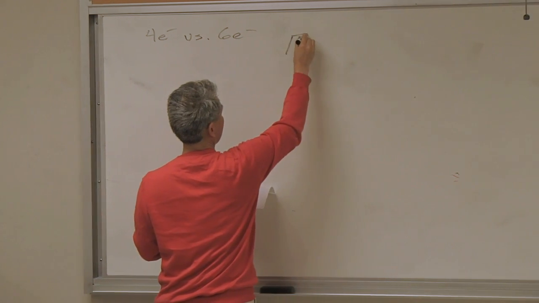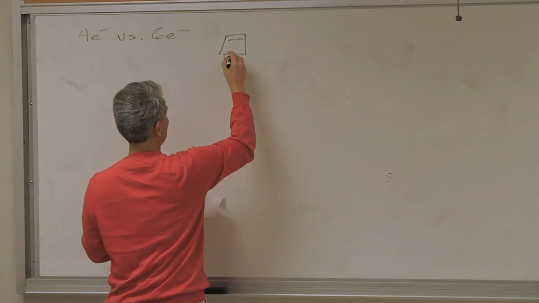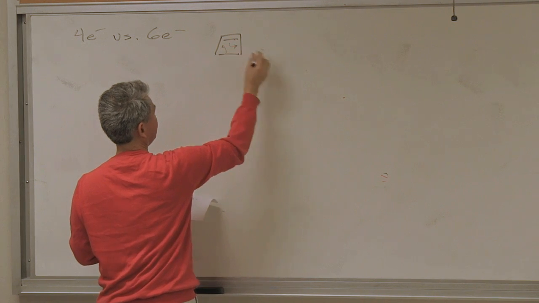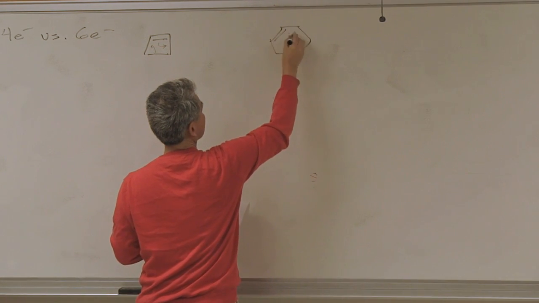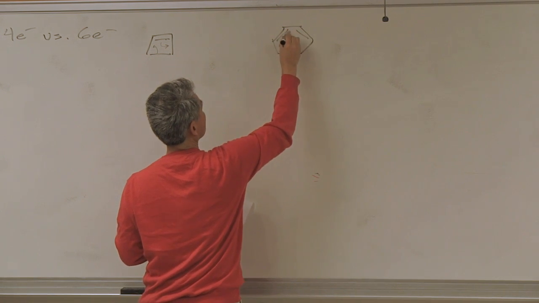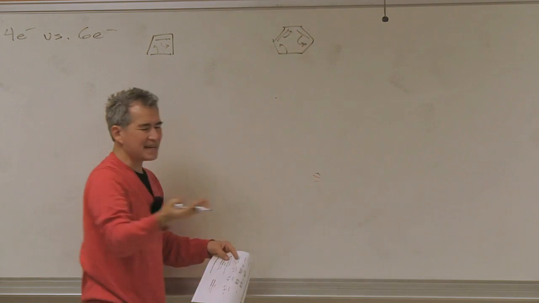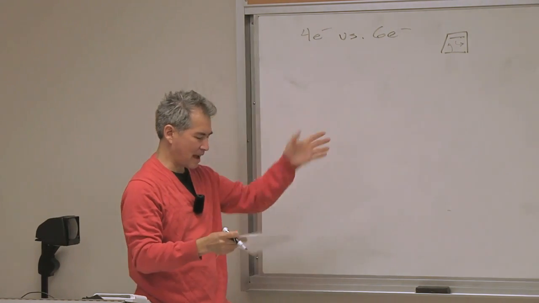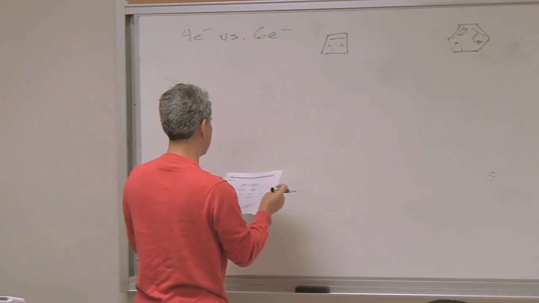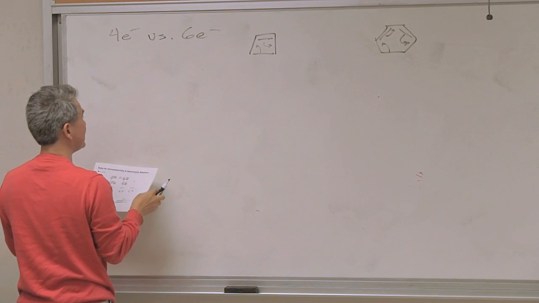So for the 4-membered ring, we would draw something like this. And for the 6-membered ring, what's different? The transition state is the same for opening and closing. It doesn't matter whether we're talking about opening or closing. It's the transition state that matters. Is the transition state any good?